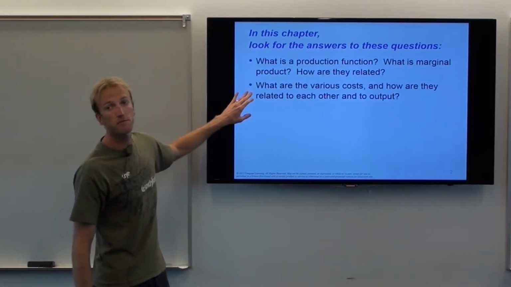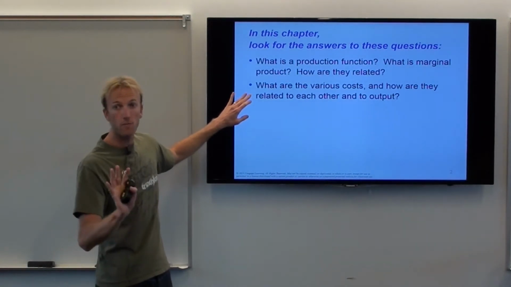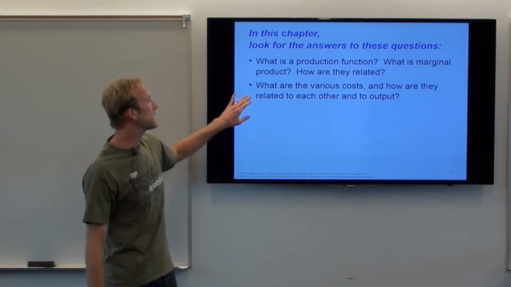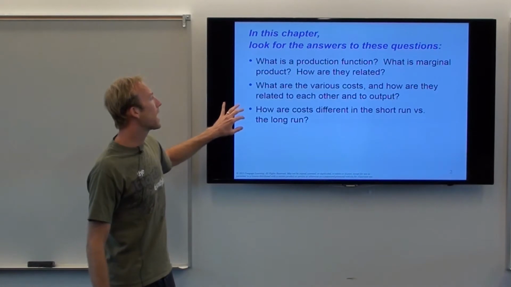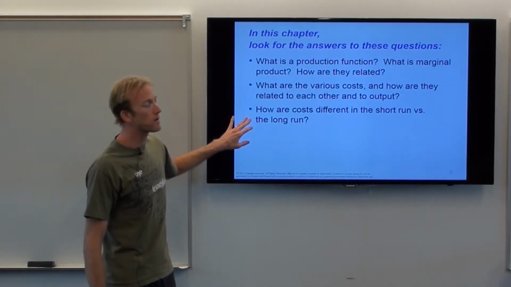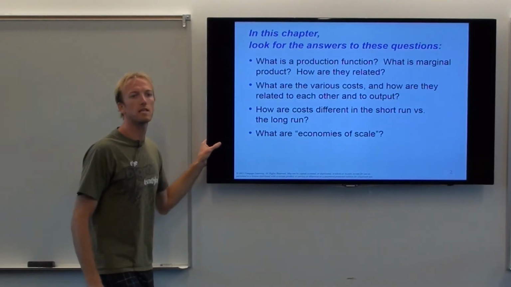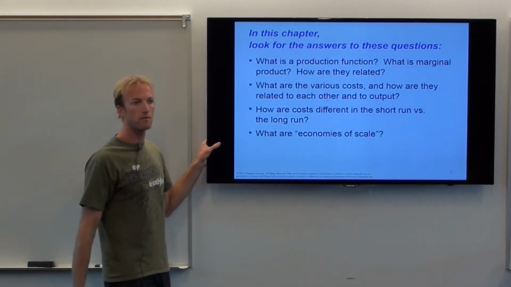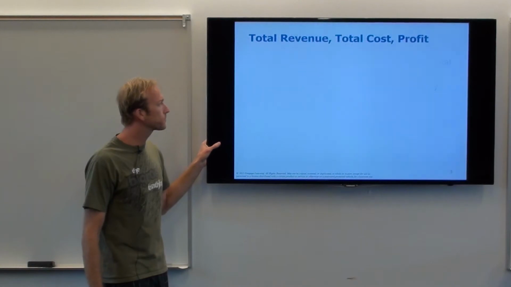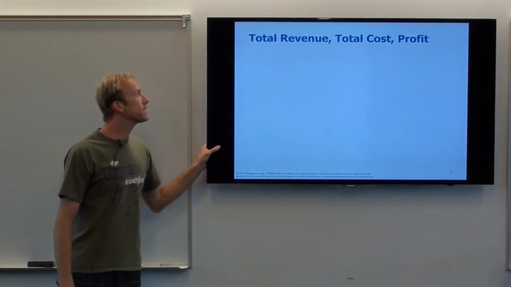What are the different types of costs that a firm in general, that abstract firm has, and how are they related to each other? And then are costs different in the short run versus the long run? What are economies of scale? It's a new definition word I'm going to teach you today. Okay. So let's begin with some easy stuff.